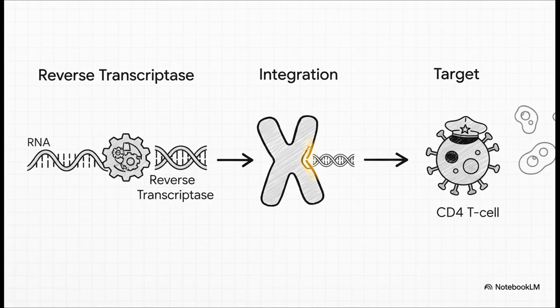Remember that rewriting the cookbook trick? This is it. HIV converts its RNA into DNA and stitches it right into our own human genome. It becomes a permanent part of our cells. And its target is so precise. It goes after our CD4 T cells. Think of these as the generals of our immune system. HIV takes out the command structure, and without the generals, the whole army just falls apart.